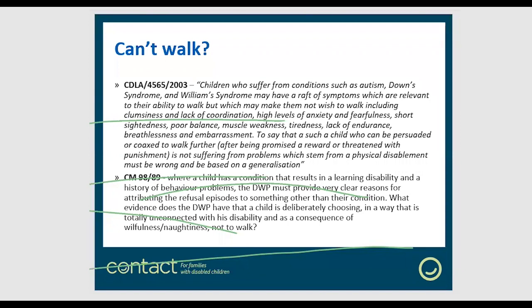And I'll just read what the judge said here, because I think it's very eloquent. So the judge in this case said that children who suffer from conditions such as autism, Down syndrome, or Williams syndrome have a raft of symptoms which are relevant to their ability to walk, but which may make them not wish to walk, including clumsiness, lack of coordination, anxiety, fearfulness, poor balance, muscle weakness, lack of endurance, breathlessness. And to say that such a child who can be persuaded or coaxed to walk further is not suffering from problems which stem from a physical disablement must be wrong and based on a generalization.